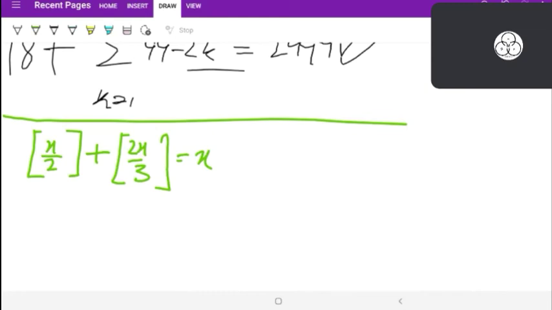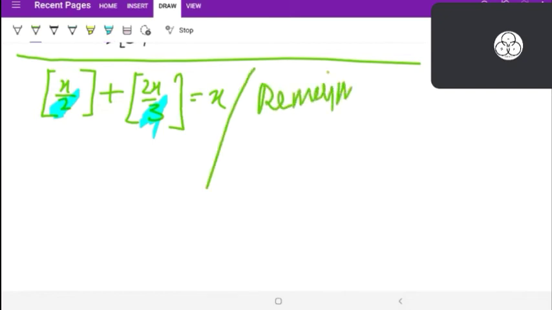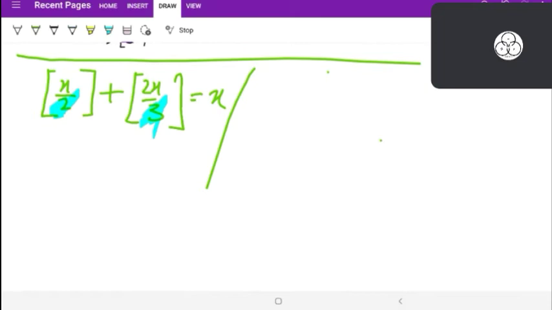There are different kinds of approaches, but here, since the denominators are quite small numbers, we can apply a very popular remainder theorem. Now, how to apply the remainder theorem? We'll just assume x is equal to 6q plus r. Why 6q plus r? Because the LCM of 2 and 3 is 6. That's why 6q plus r.